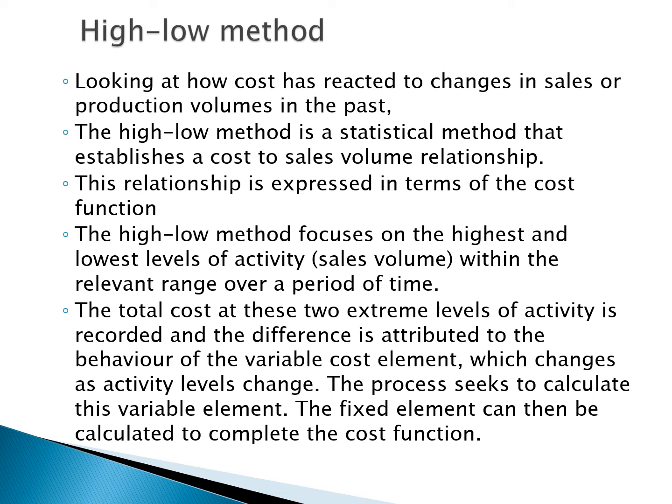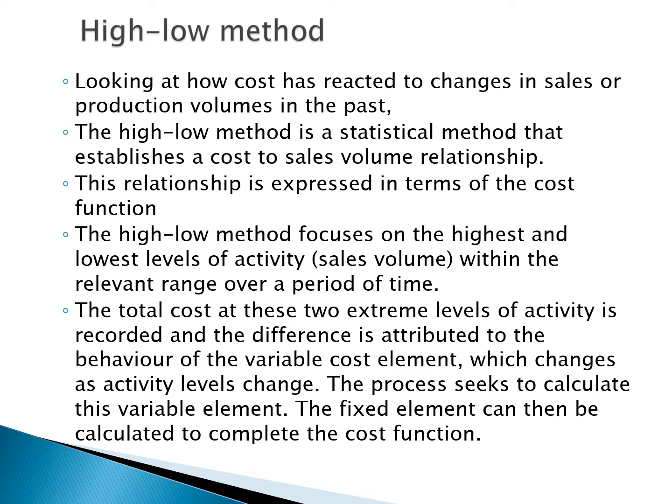We're just going to do a quick video here on looking at the HighLow method, which is a method of separating out variable and fixed costs. So looking at how cost has reacted to changes in sales volume or production volumes in the past, the HighLow method is a statistical method that establishes a cost to sales volume relationship. So it looks specifically at how cost changes when the sales volume goes up or goes down.